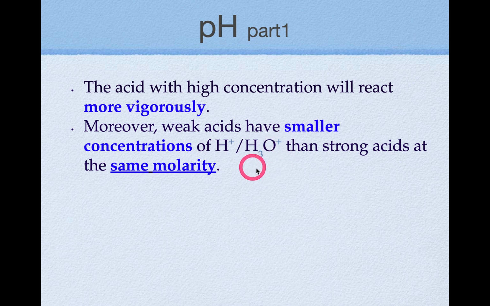Moreover, weak acids have small concentrations of either, depending on how you want to say it, H plus or, more correctly, the hydronium ion, H3O plus, than strong acids of the same molarity.